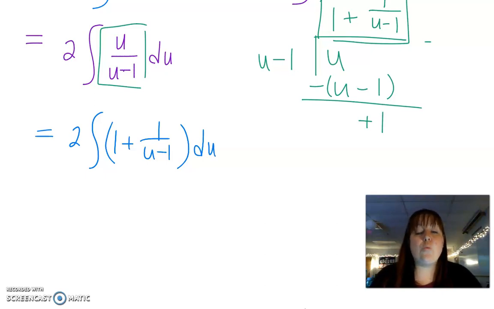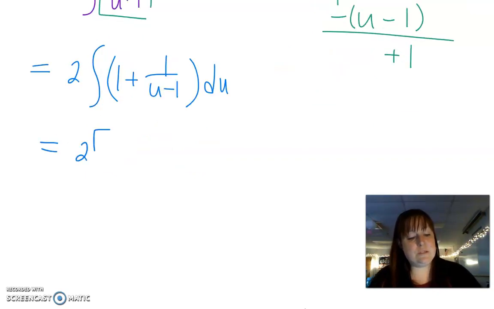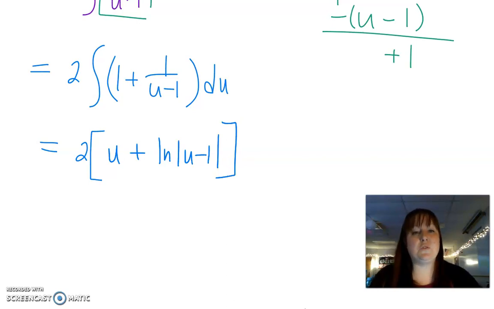And now we actually know how to integrate this. This isn't so bad, right? So we can split it. So it's 2 times the integral of 1, which is just u, plus the integral of 1 over u minus 1, which is ln of the absolute value of u minus 1. And then, you could potentially have looked for a chain rule thing, but we don't need to because the derivative of u minus 1 is 1. So there wouldn't be a chain rule issue here.